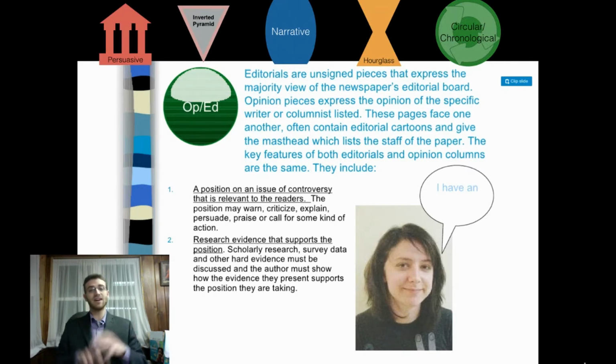This is why we have an entire section called opinions and editorials in newspapers. So the difference between an opinion and an editorial is an opinion represents the views of the writer. An editorial represents the official views of the publication.